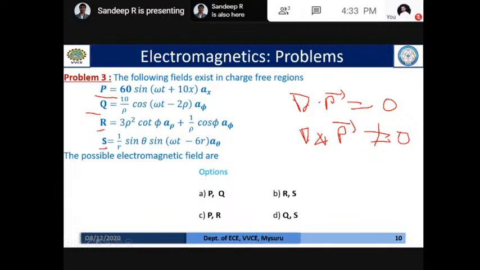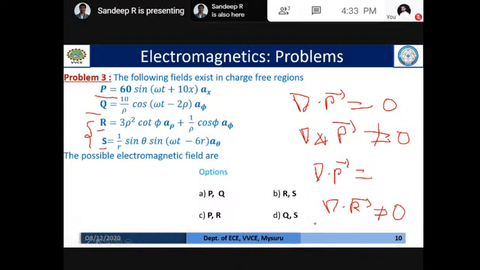When you do it, for the first one, del dot P is 0, del cross P is not 0. Similarly, for the second one, del cross Q is not equal to 0, whereas del dot Q is 0. Whereas for the other fields, if you calculate del dot R, del dot R for the vector field R is not equal to 0. So this will not represent an electromagnetic field.